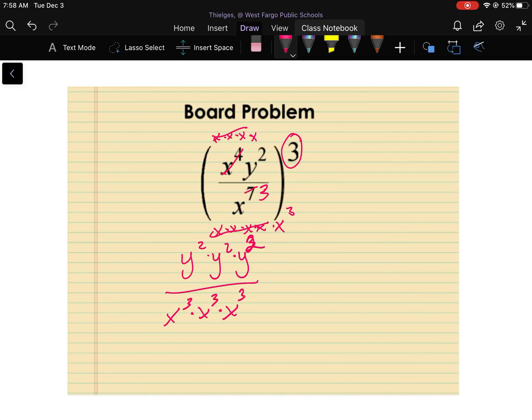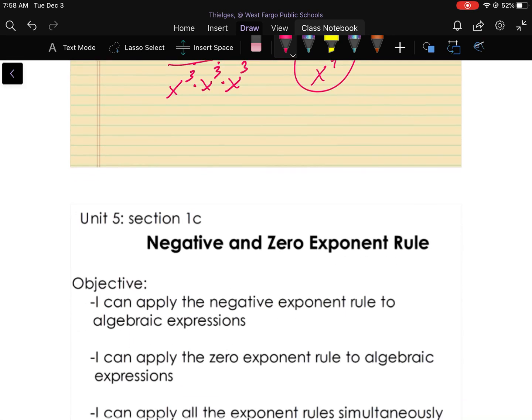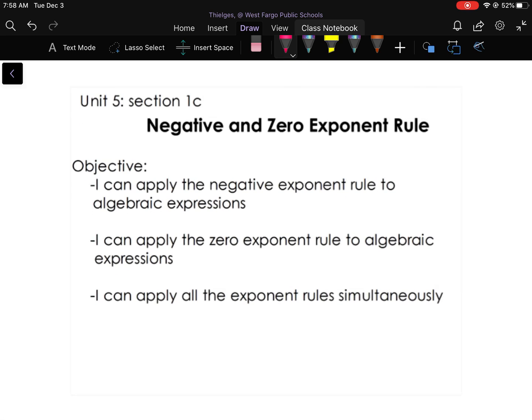And on my numerator, I've got a total of 6 y's. Now, I could have just taken 2 times 3 to get 6. And then on the bottom, I've got 3 here, 3 here, and 3 here, so a grand total of 9. Or I could have taken 3 times 3 to get x to the 9th. So there you go. What this section talks about is negative exponents and 0 exponents. What we're trying to do is get this such that there are no negative exponents and no 0 exponents left in our expression.